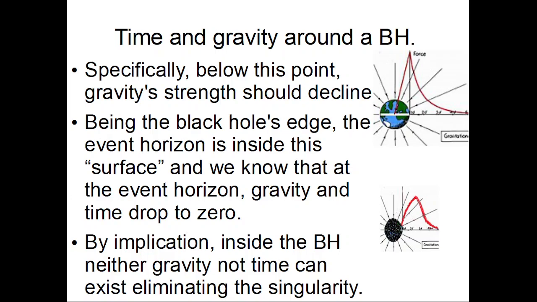The top graph shows discontinuity around the Earth, while the lower graph shows discontinuity around the black hole. Both graphs show that after the graph's high point, gravity strength should begin dropping. In the lower graph, the black hole is the dark circle, and the event horizon is the outer edge of the black hole. The event horizon is inside this discontinuity, and we know that at this event horizon, gravity and time drop to zero. By implication, inside the black hole, neither gravity nor time can exist, which means there's no such thing as a singularity. Space inside a black hole has a constant homogeneous density.